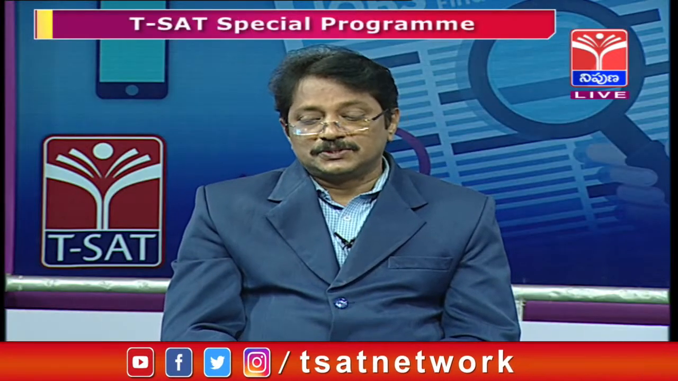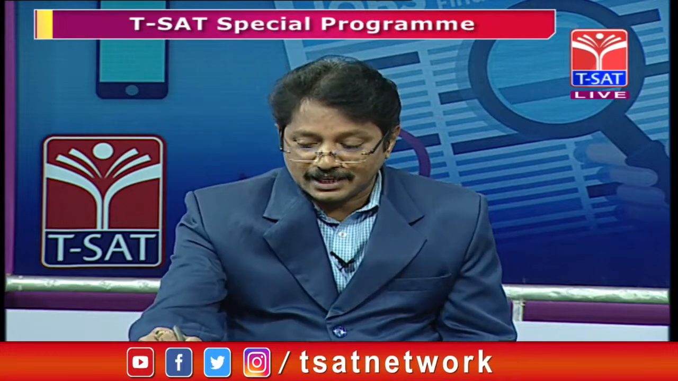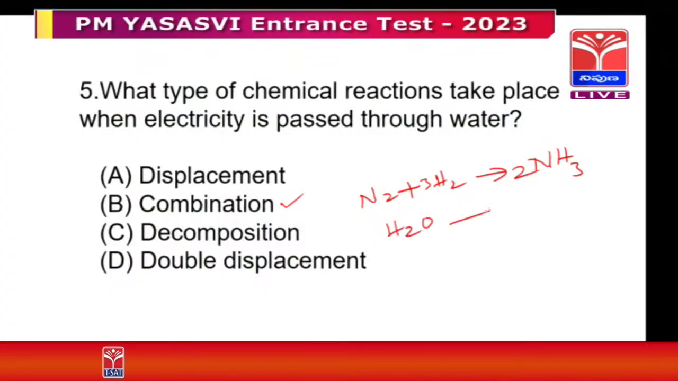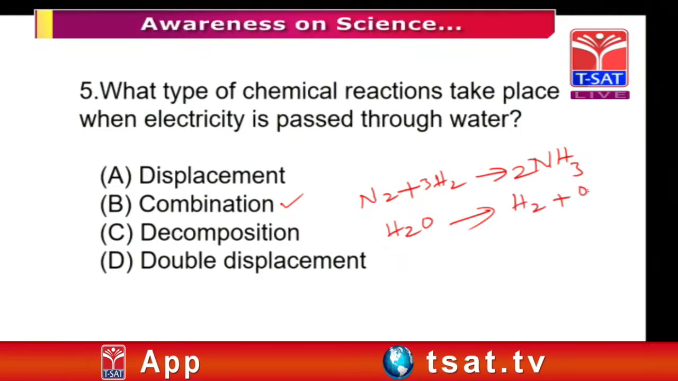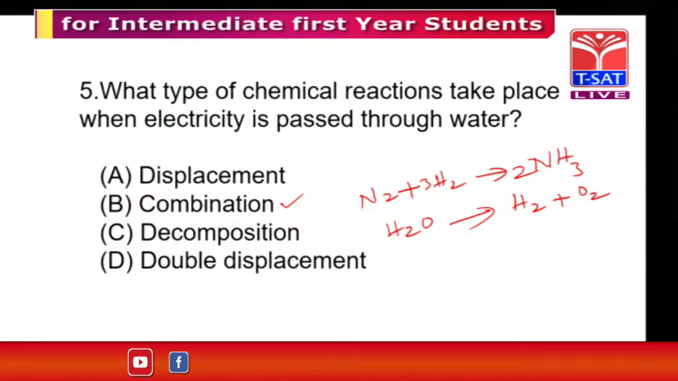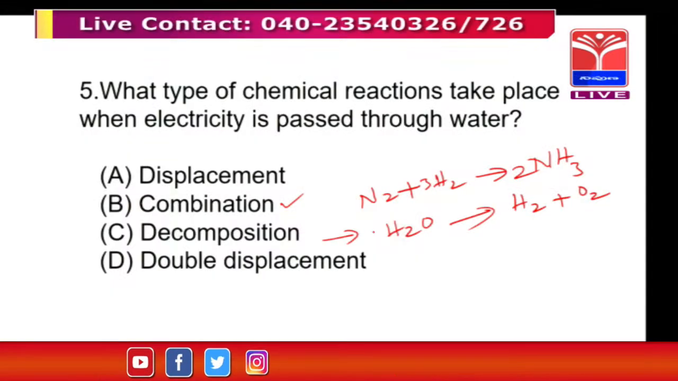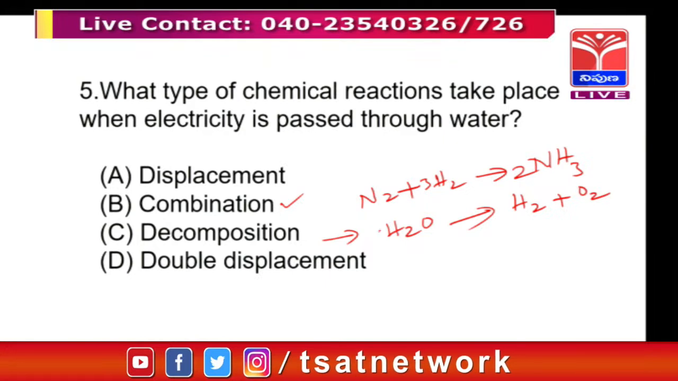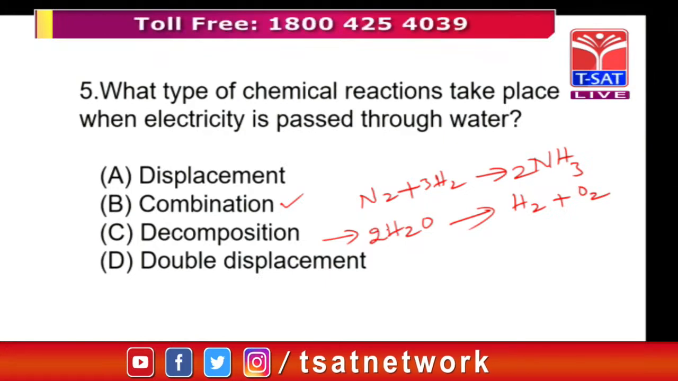Now, just now you said decomposition. It means water will be divided into hydrogen plus oxygen, H2 plus O2. So, it divides into two parts. So, it is called a decomposition. Of course, we have to balance this equation: 2H2O gives rise to 2H2 plus O2.